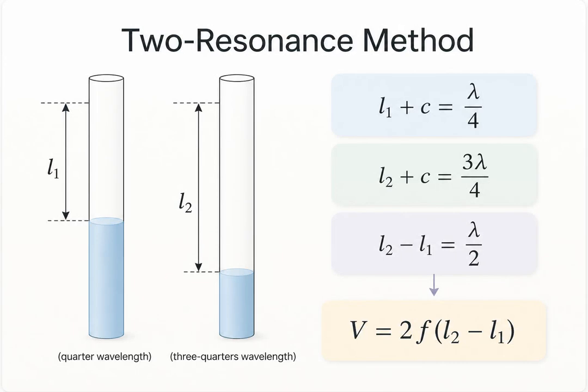If we only have a single tuning fork of known frequency, we can use a longer tube to find the speed of sound without needing to calculate the end correction first. By lowering the water level further, we locate a second resonance position. At this point, the air column supports 3/4 of a wavelength. By subtracting the first resonance length from the second, the end correction cancels out entirely, leaving us with half a wavelength. This gives us a highly reliable way to calculate the velocity of sound.